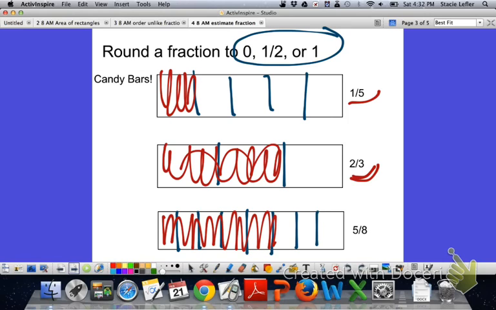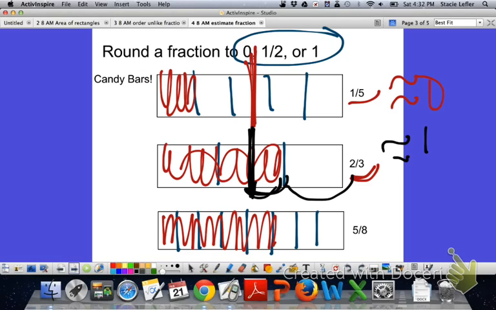Now let's round them to a benchmark of 0, half, or 1. So half would be split right down the middle, right there, and the 1/5 is closest to 0, so we would say it's about 0. And for our second fraction, 2/3, if here is our halfway mark, this is half of a piece away from the middle, and it's a whole piece to get up to the total. So this is closest to half. And our last one, here's the halfway point. This is 1 piece away from half, and it's 3 pieces away from the whole, so it's closest to half.